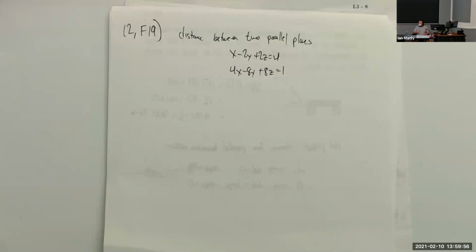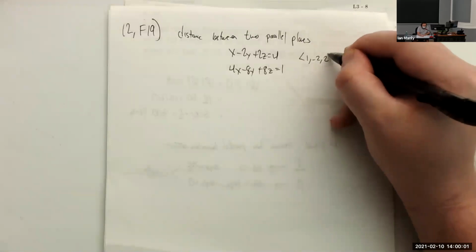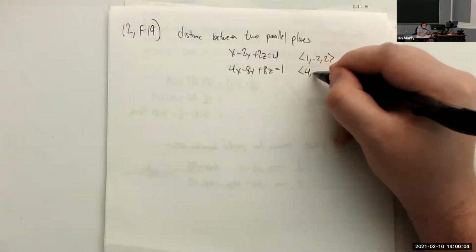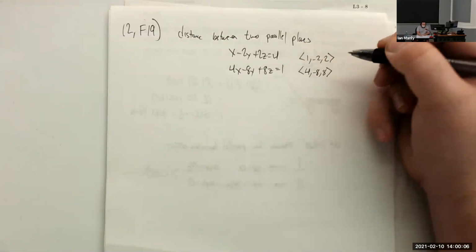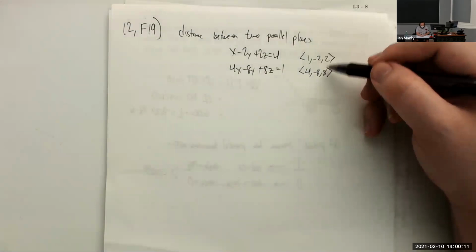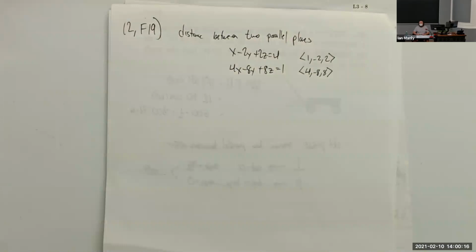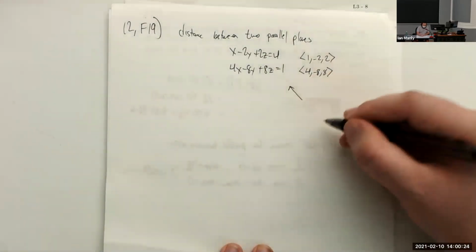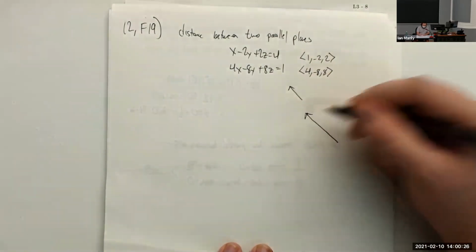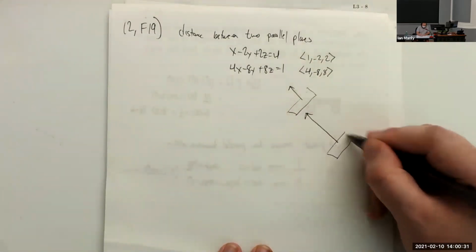Right, the audience says we look at the normal vectors. The normal vector for this one is 1, -2, 2, and the normal vector for this one is 4, -8, 8. So one is a multiple of the other, which means these vectors are parallel to one another. If they're both parallel, they're pointing in the same direction, meaning the normal vectors are pointing in the same direction, meaning the planes are parallel. So here's maybe one normal vector, here's the other, which is maybe longer. Here's the one plane, here's the other plane.